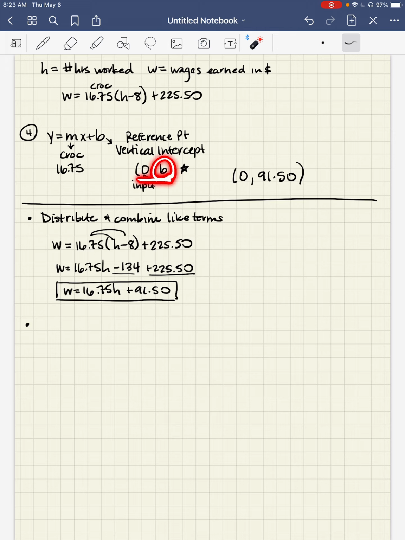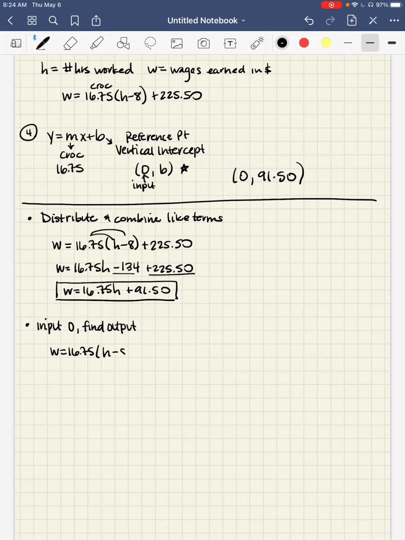So I need to find B. I could find B by inputting 0 into my formula and finding the output. So this method is just input 0, find the output, which is going to be B. So again, I'm going to start with my formula that I had, 16.75(h - 8) + 225.50. And then I'm going to input 0 for h.